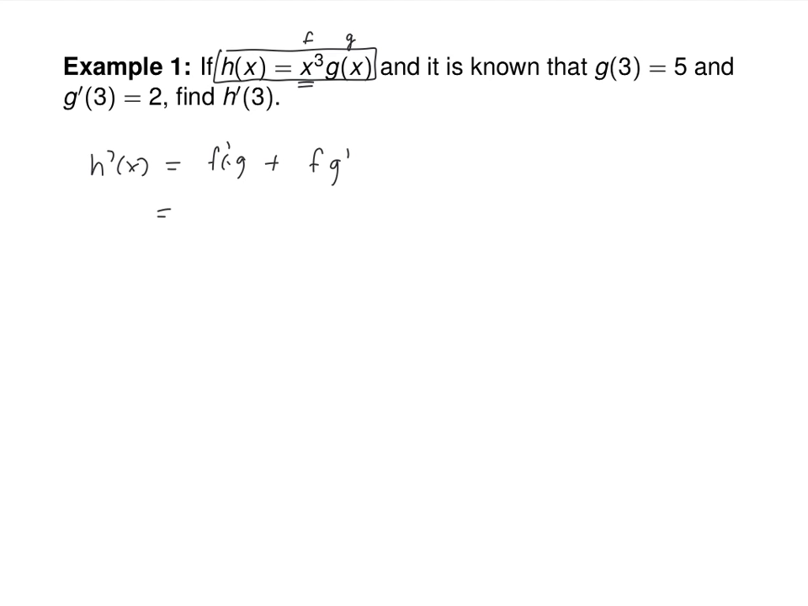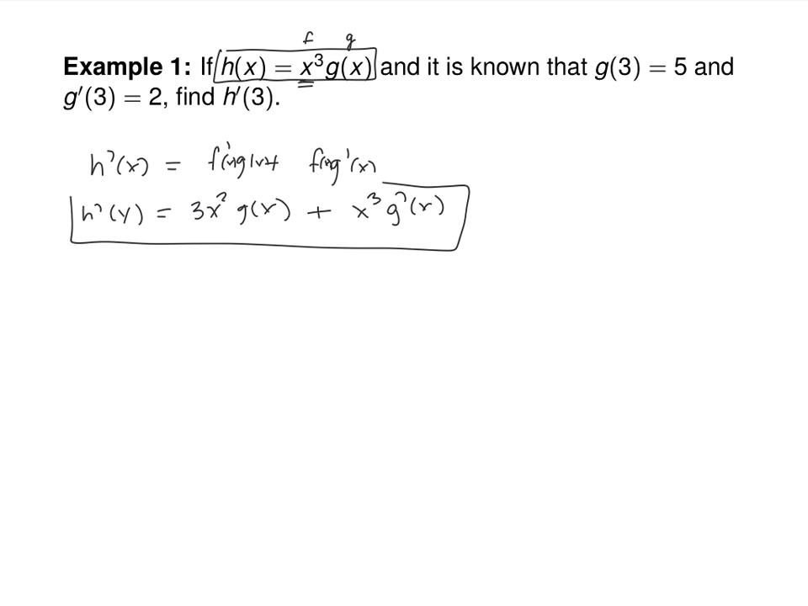So what is f prime if f is x cubed? And then the g of x gets left alone. It doesn't get differentiated. Plus, now that the g gets its turn, the x cubed gets left alone, and we have times g prime. So that's the derivative. Differentiate the first, leave the second. I just put x's in there, that's all.